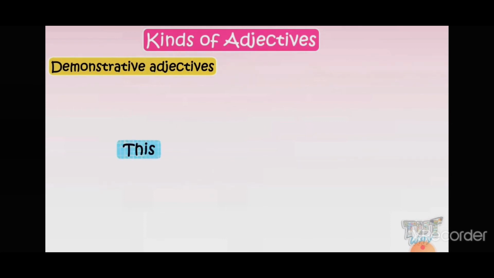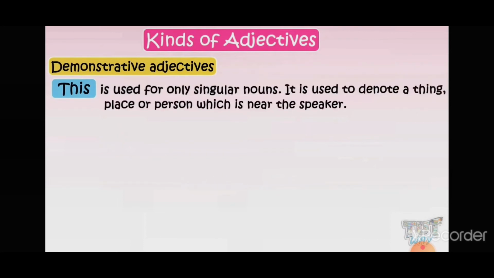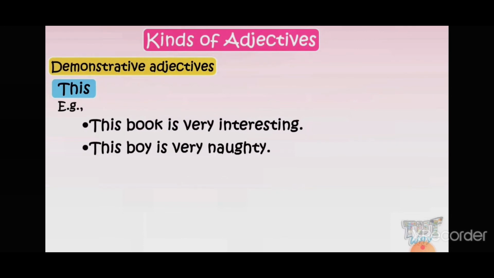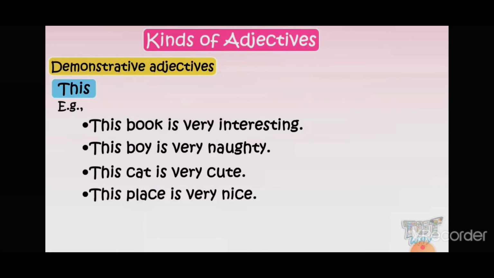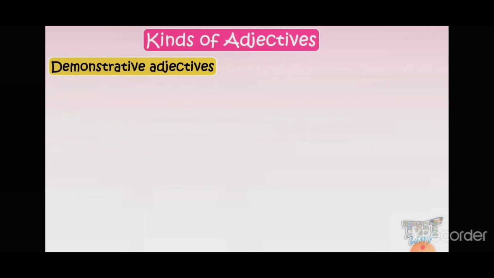Demonstrative adjectives are this, that, these, those. This is used for only singular nouns. It is used to denote a thing, place, or person which is near the speaker. For example, this book is very interesting. This boy is very naughty. This cat is very cute. This place is very nice. This chair is very comfortable.